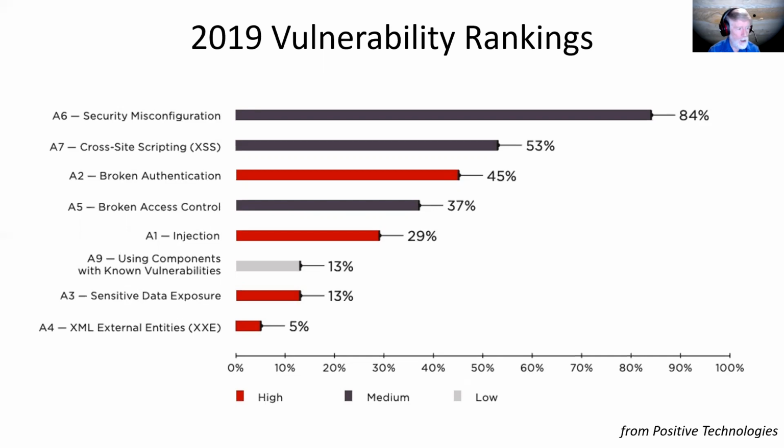sites made that mistake. Now, I don't believe OWASP colors them or ranks them high, medium, or below, but Positive Technologies did. And you can see that some of the most common ones are only kind of medium problems. Yes, they're a problem. They generally are a real big problem if you have them. Whereas, say, broken authentication, not only does it occur about half the time, but it can be a really serious flaw.